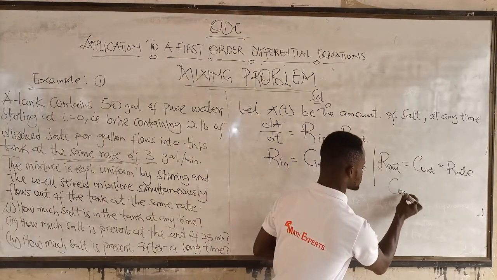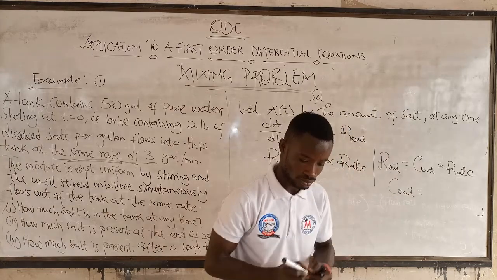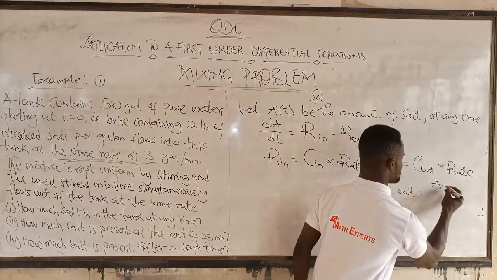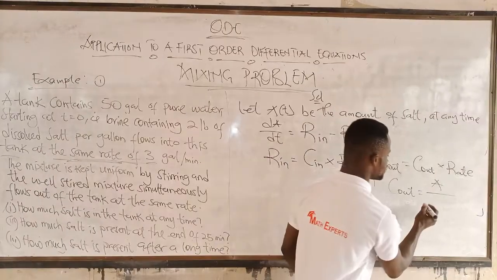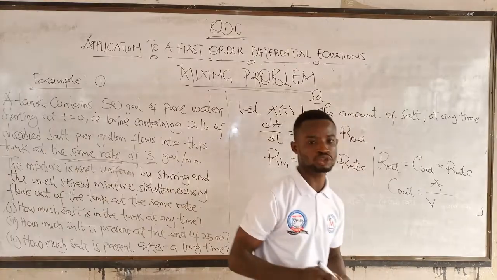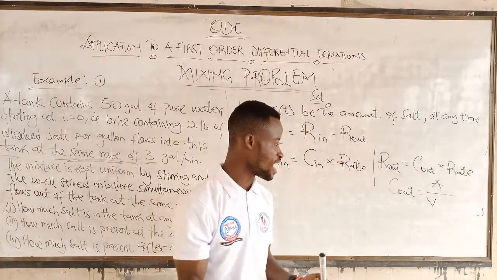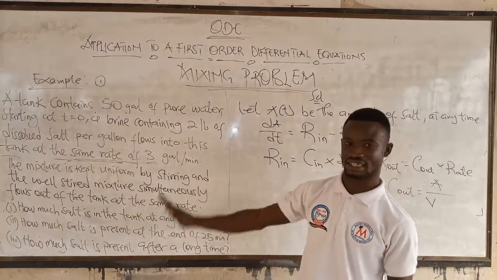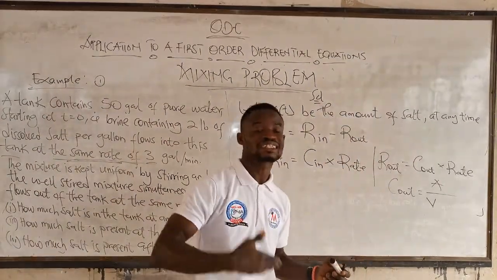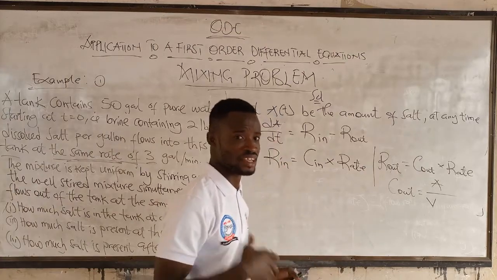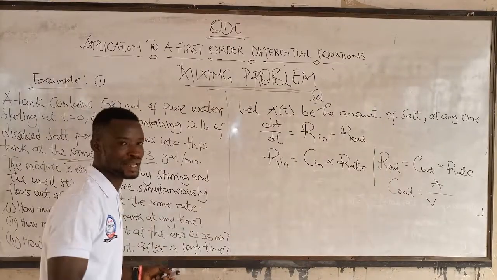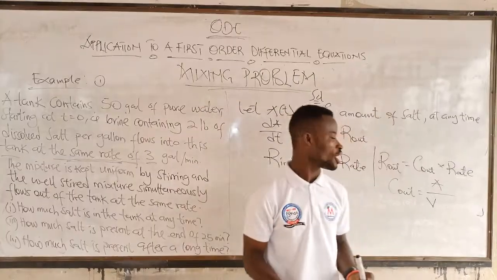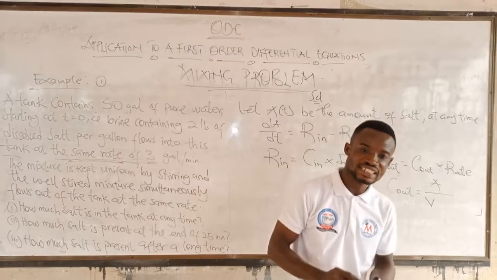So now the concentration out is going to be equal to simply the amount over the volume. And not just the volume. Please wait, we haven't yet come to the question. I'm just giving you the techniques that you need in answering mixing problem questions. So concentration out is equal to amount over the volume.